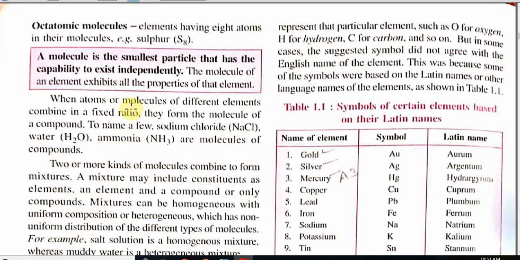When atoms or molecules of different elements combine in a fixed ratio, compounds are formed. Like sodium chloride, NaCl, is a compound containing one sodium and one chlorine. Ammonia is also a compound, with one nitrogen and three hydrogen.